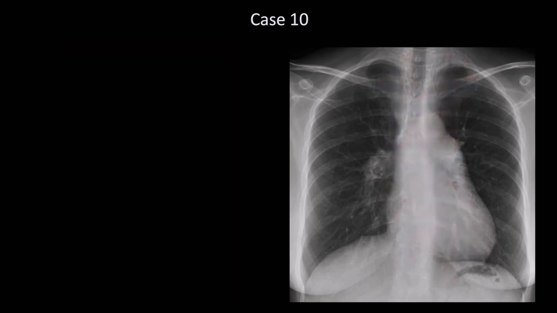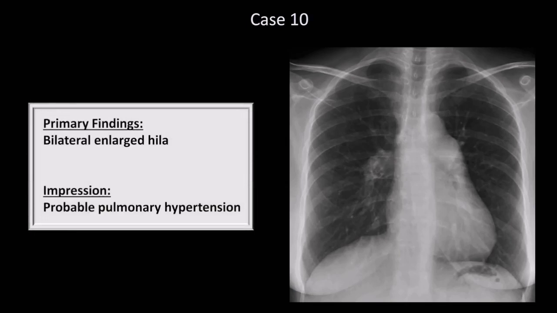If we continue with our systematic method, D is for diaphragm, which looks okay. E is for effusions and more generally the pleura. No pleural disease is evident here. And finally, F is for fields, which as stated in the beginning of this case's analysis, are normal. So in summary, the patient's primary finding is bilaterally enlarged hila, probably due to pulmonary hypertension.